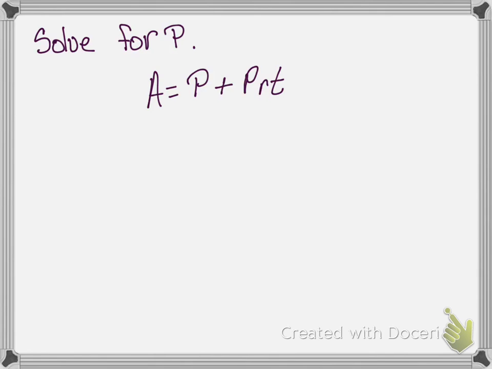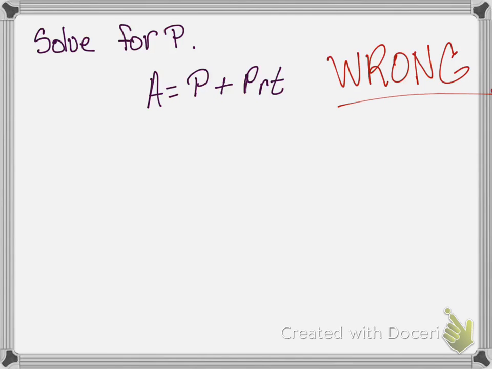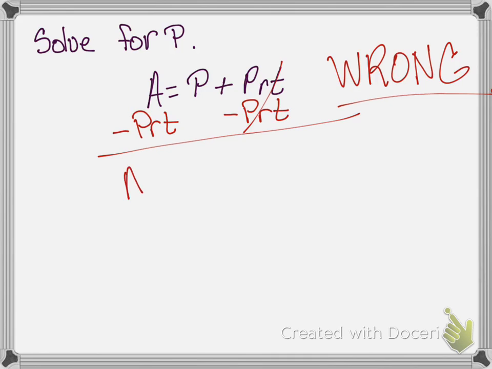Okay, here we go. This one we are solving for P, and this is the most challenging one that we're going to do today. What students want to do in this situation, and this is the wrong way, I'm writing it right here. Wrong. Okay? What students want to do is they want to say, oh, well, there's P. I'm just going to subtract PRT from both sides and get A minus PRT equals P. Okay? What is the problem with this method?